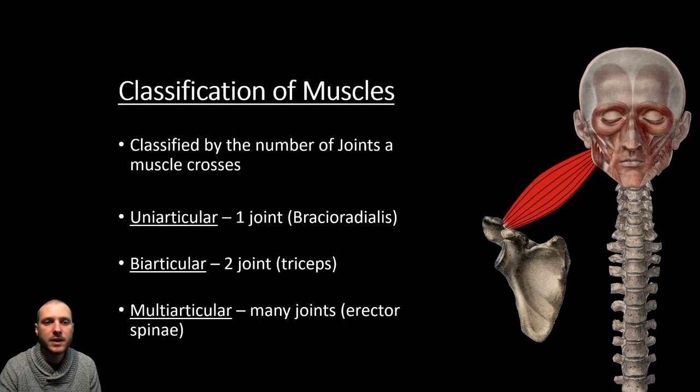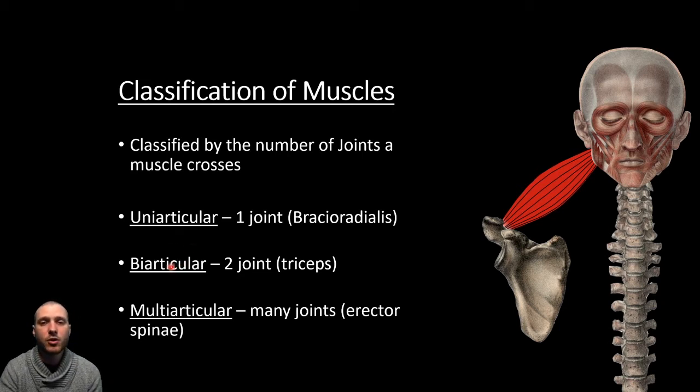Some real quick other classifications. We can call muscles different names depending on how many joints that muscle crosses. So again, we're going to see these prefixes uni, bi, and multi. Uniarticular, articular meaning joint, is a muscle that crosses one joint. So brachioradialis, we haven't learned this muscle yet, but brachio is the upper arm, radialis is the radius of the forearm. So we're talking about a muscle that crosses just the elbow joint, so we're going to call brachioradialis uniarticular.